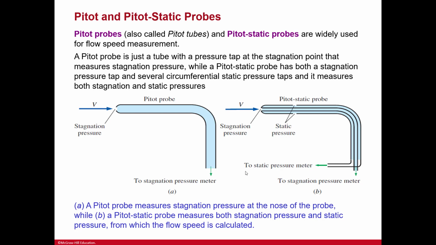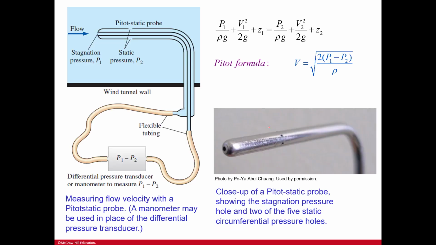A pitot probe is just a tube with a pressure tap at the stagnation point that measures the stagnation pressure, while a pitot-static probe has both a stagnation pressure tap and several circumferential static pressure taps, and it measures both stagnation and static pressures. So this pitot probe is just inclusive of the stagnation pressure, and then the pitot-static includes the static as well as the stagnation pressure. Here you can see the pitot-static probe here, and you can see that it's inclusive of the static pressure as well as the stagnation pressure in the flow.